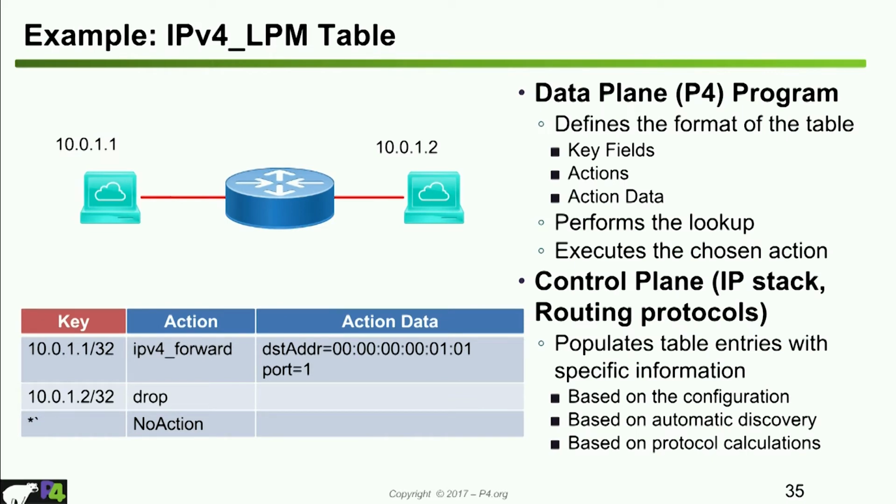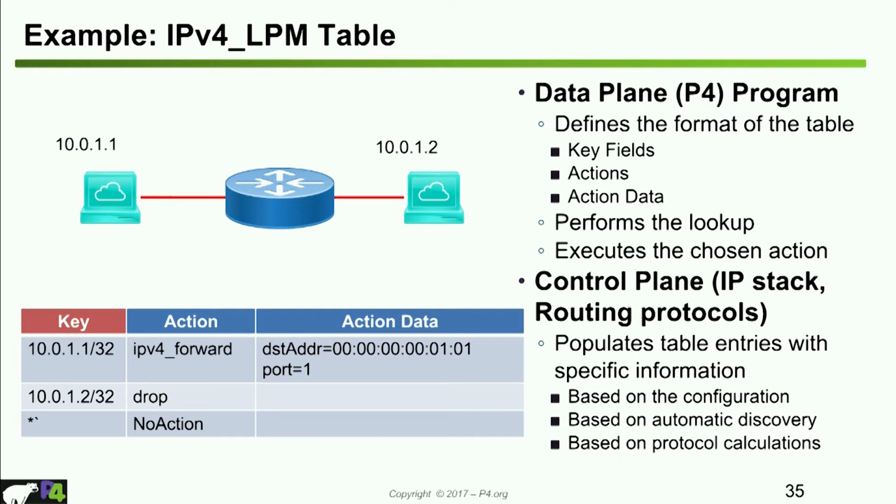So to build our IPv4 router, we'll need to define a table. We'll need to define a routing table. In this particular routing table, we see the keys are the destination IP addresses, and we specify a prefix length. In this example, if a packet comes in with destination IP address of 10.0.1.1, then it'll invoke the IPv4 forward action and provide as input to that action the destination address and port number shown here. Similarly, if a packet comes in with a destination IP address of 10.0.1.2, then it will be dropped.